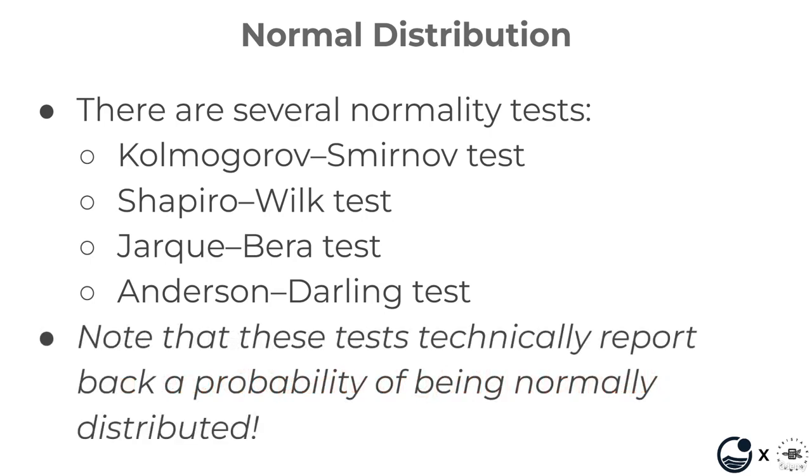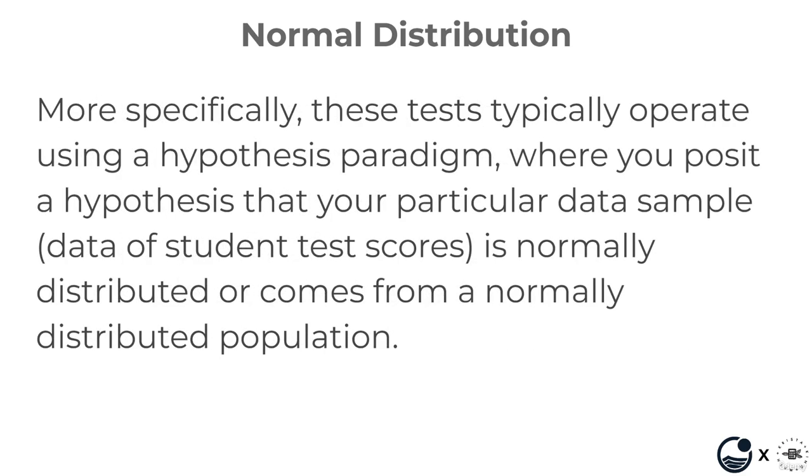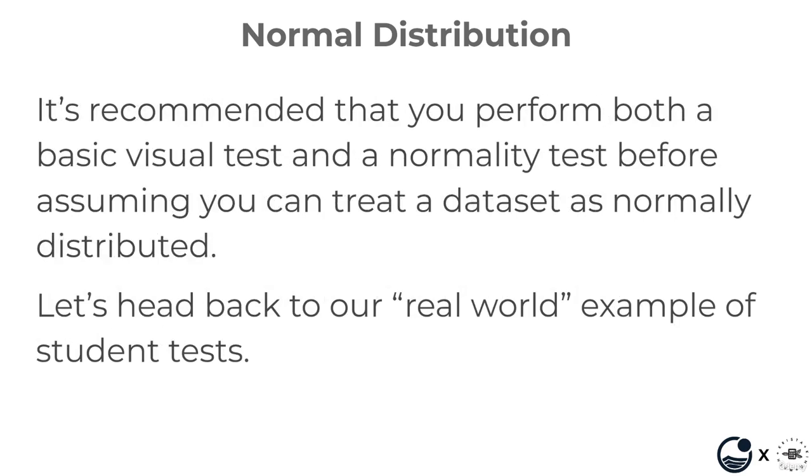So again, technically speaking, these tests do not tell you for certain whether your dataset is normally distributed. They just usually present some sort of p-value or metric or probability saying, hey, your actual dataset has like a 99% chance of being normally distributed. Now, more specifically, these tests typically operate using what's known as a hypothesis paradigm, where you posit a hypothesis that your particular data sample, that is, that data sample of student test scores, is normally distributed or comes from a normally distributed population.